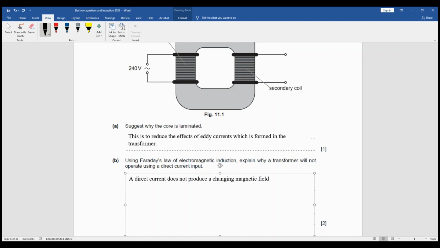Okay, so there's no change. Thus there is no change in the magnetic flux linkages cutting through the secondary coil.